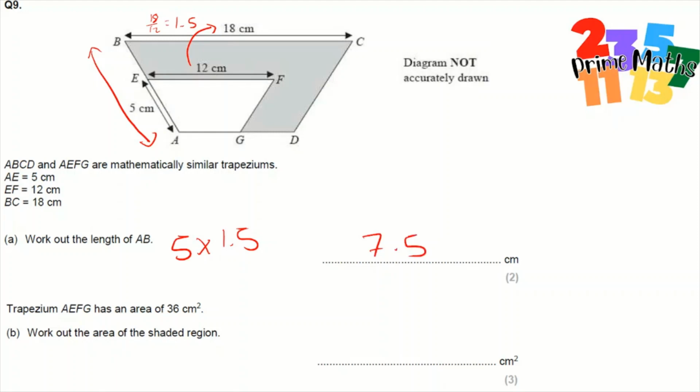The next question says the trapezium has an area of 36. Work out the area of the shaded region. If my scale factor for my length is 1.5, it means my scale factor for my area is going to be 1.5 squared. If I multiply those together, 36 times 1.5 squared, we end up with an area of 81. Now that's the area of the trapezium ABCD. It only wants the area of the shaded region, so we must do the area of the entire trapezium, take away the area of the small trapezium, and we end up with an answer of 45 centimetres squared.